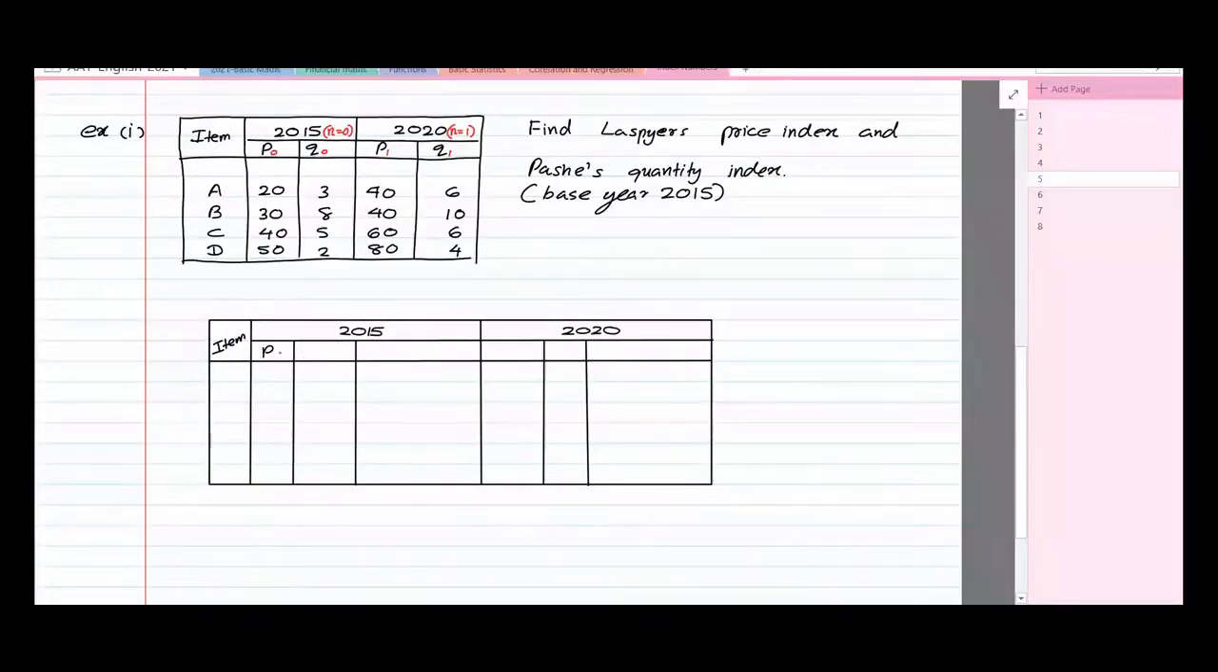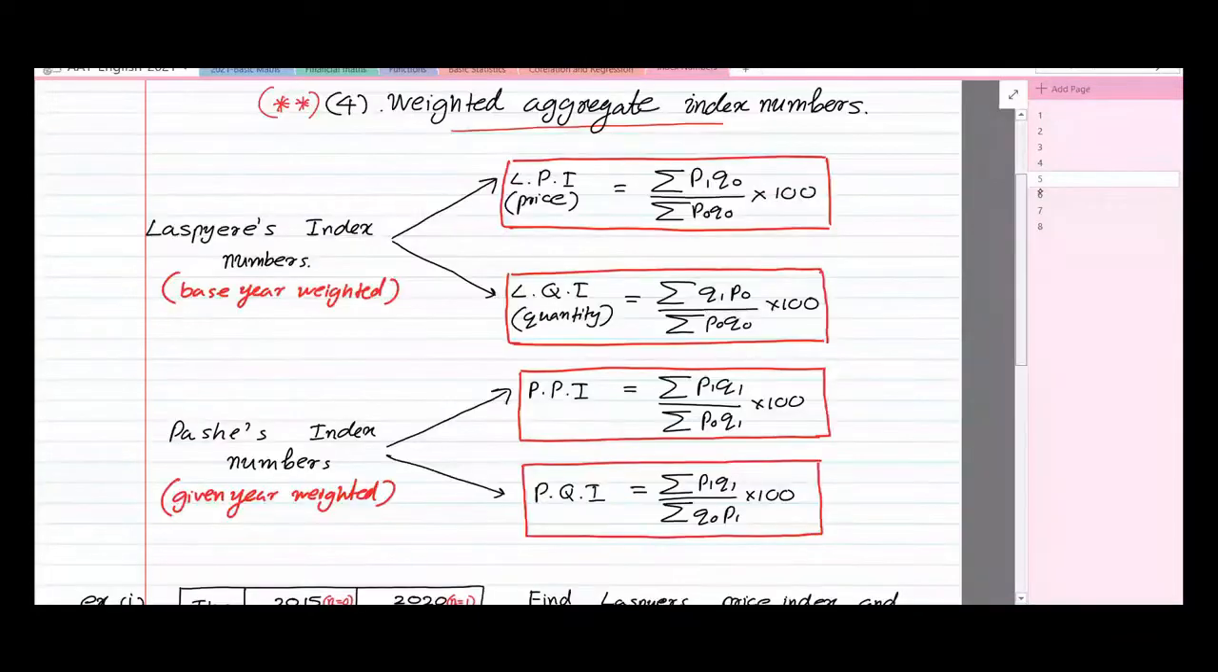Take P naught, Q naught, P1, Q1. Items we have A, B, C, and D. You draw the table like this. After that, they're asking for the Laspeyres price index. You go to that formula, which is given in the formula sheet.